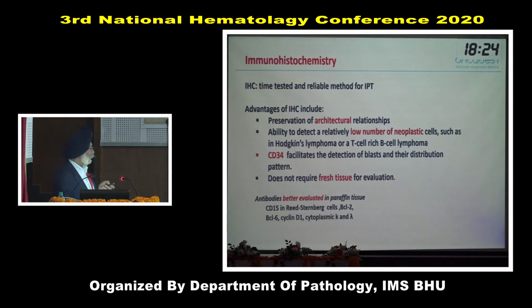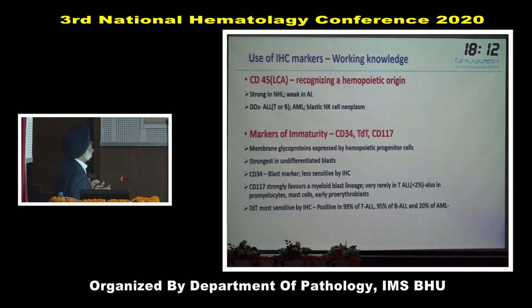Then there are certain markers like cyclin D1, BCL6, which come out far better on bone marrow trephine biopsy immunohistochemistry than on flow cytometry. Say for example, basics, one of the things is leukocyte common antigen. Now leukocyte common antigen is strong in non-Hodgkin's lymphomas and it is weak in acute leukemias.